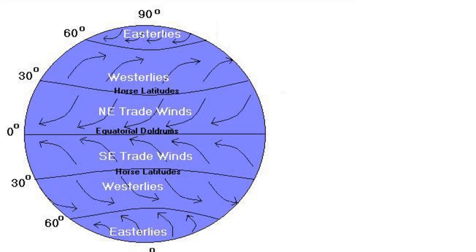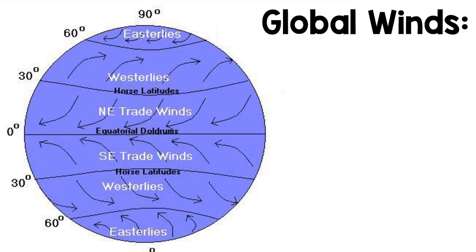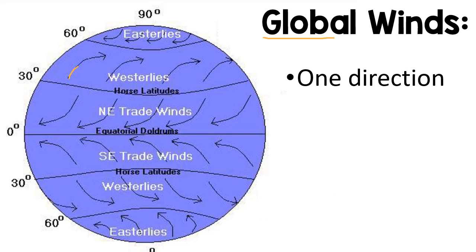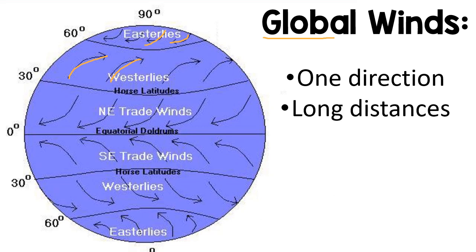Now there's two kinds of winds. The first kind is what we call global winds. And one thing I want you to see here is that you can kind of see the word globe in global. So that's what I want you to think about. Global winds blow in one direction. So for example, the westerlies here, look, they always blow from the west. The easterlies always blow from the east. Those never change, okay? Global winds always blow from the same direction.